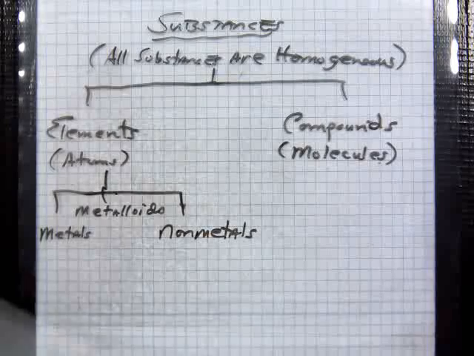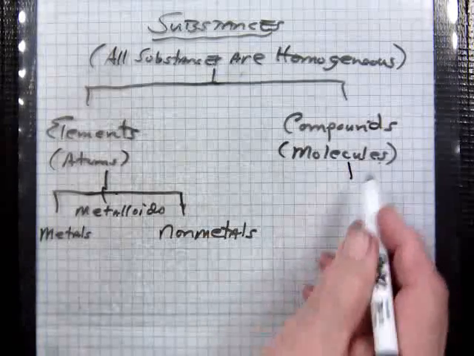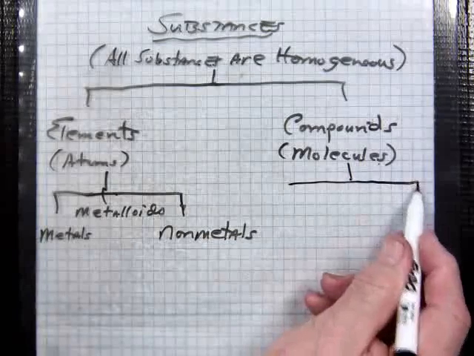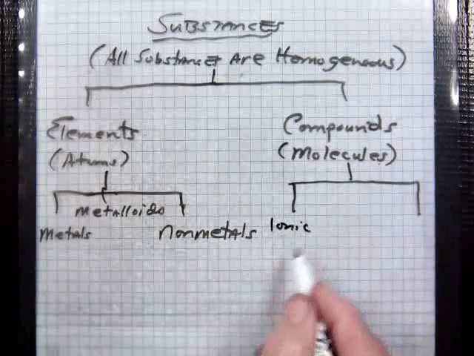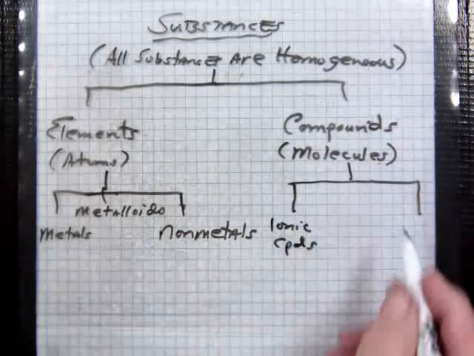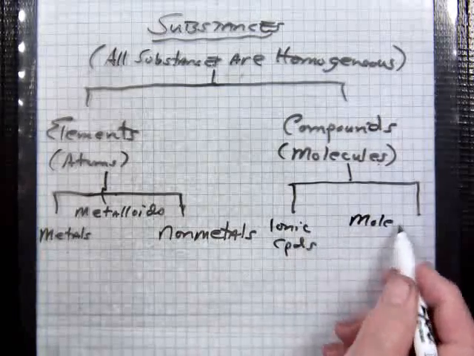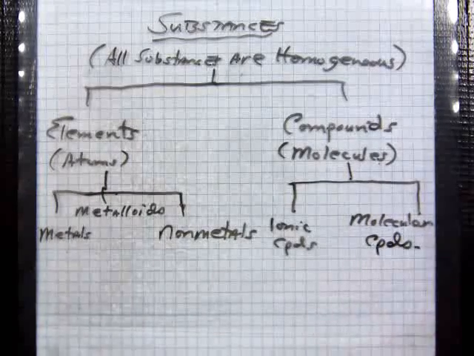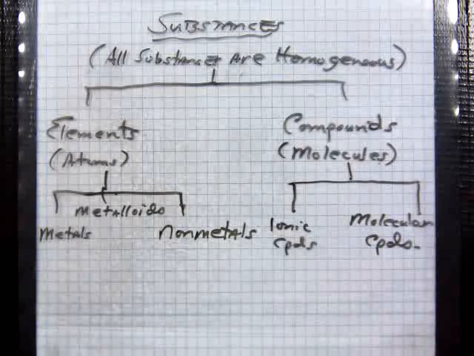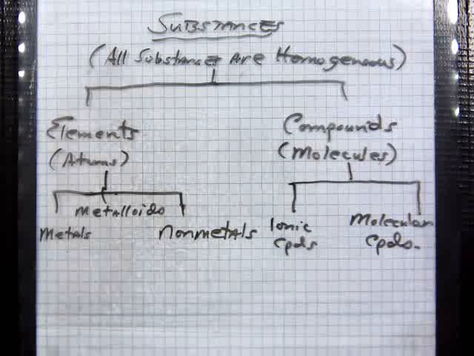When we talk about compounds and molecules, they themselves are divided into two primary areas: ionic compounds, CPDS is compounds, and molecular compounds. And we'll see that the formation of the molecule is based upon the combining of either a metal and a nonmetal or two nonmetals.